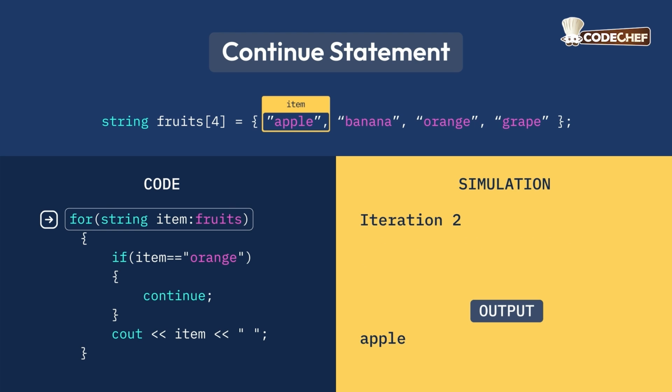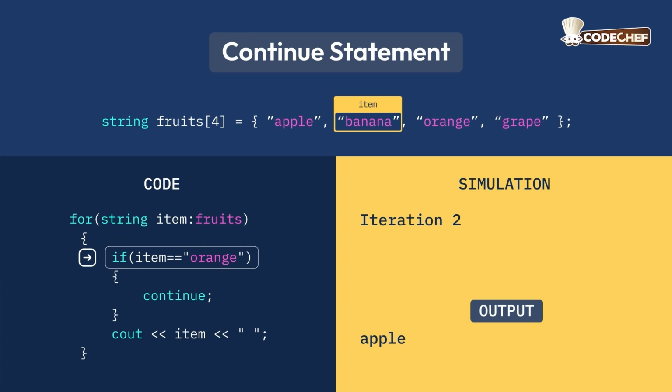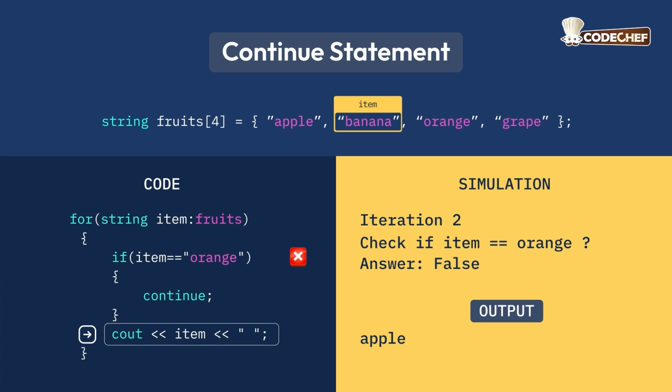In the next iteration, item value is banana. Control moves to the if statement where we check whether the value of item is orange or not. Since banana is not equal to orange, the condition fails. Control skips the code inside if block and print statement is executed.